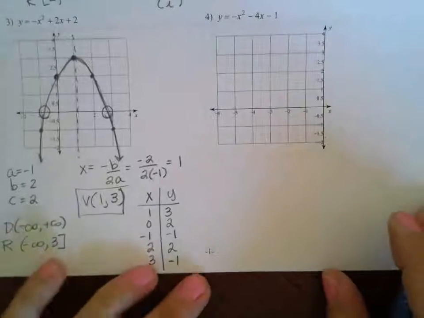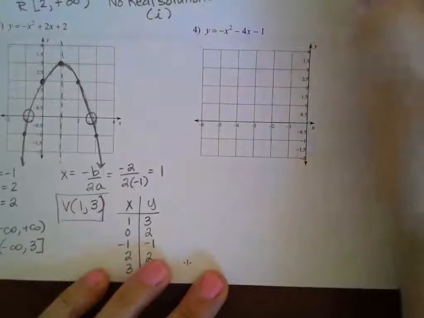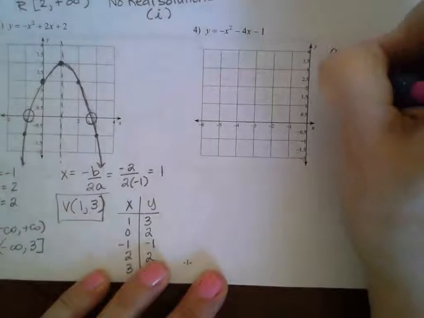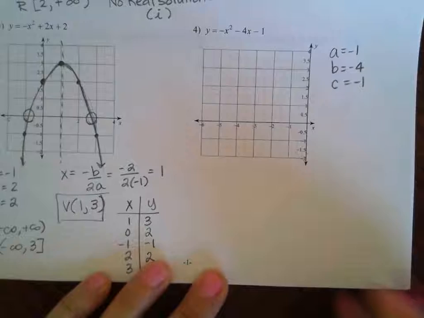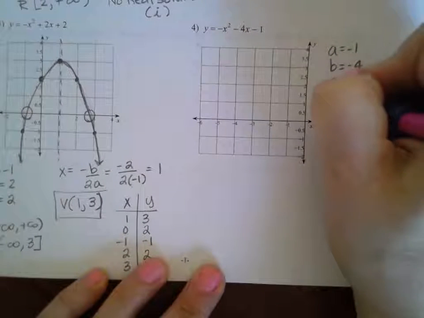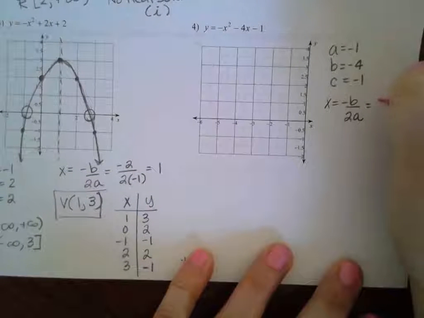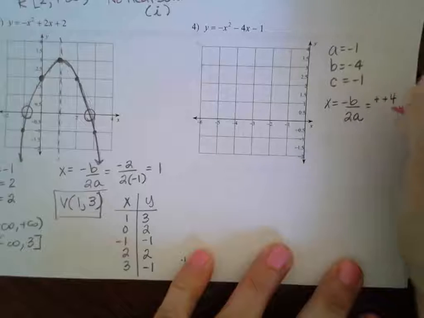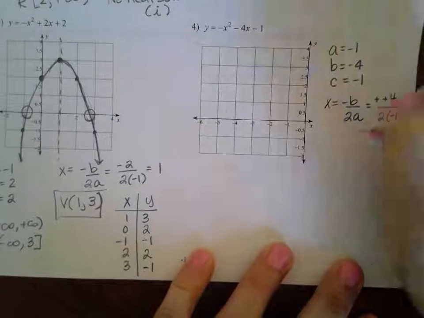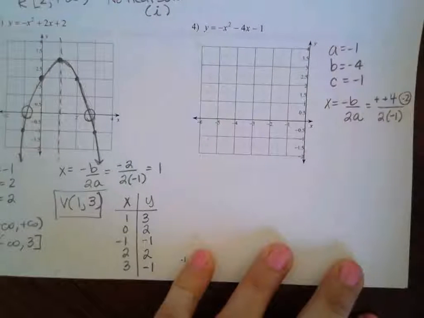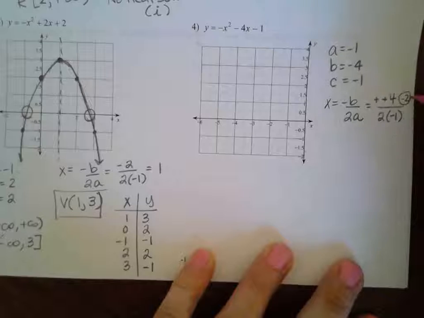Okay, one more, number 4. So A is negative 1, B is negative 4, and C is negative 1. So your axis of symmetry is x equals negative B over 2A. So this will be negative negative 4, which turns into plus 4, all over 2 times negative 1. That's going to be negative 2. Okay, so 4 divided by negative 2 is negative 2.